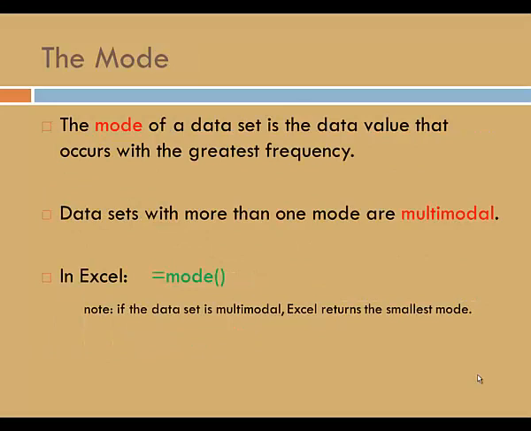A third option for a measure of center is the mode. The mode of a data set is the data value that occurs with the greatest frequency. Data sets with more than one mode are multimodal. In Excel, we use the function mode. If a data set is multimodal, Excel will return the smallest mode.